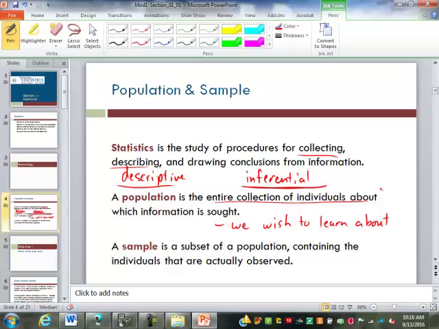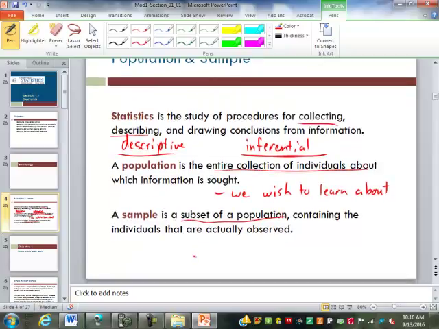A sample is a subset of a population. In other words, it's a smaller group that we select from that population. And that's the ones that we actually observe and gather information from. Why do we collect samples? Well, there's several reasons why we collect samples. One is money. Often it's just way too expensive to try to gather information about a whole population.